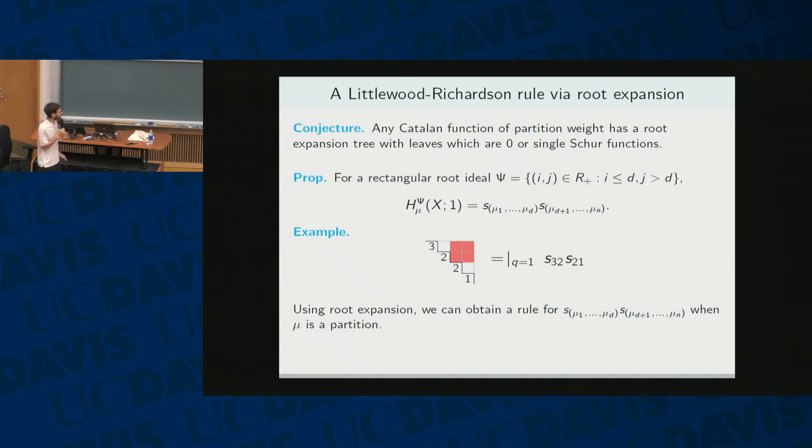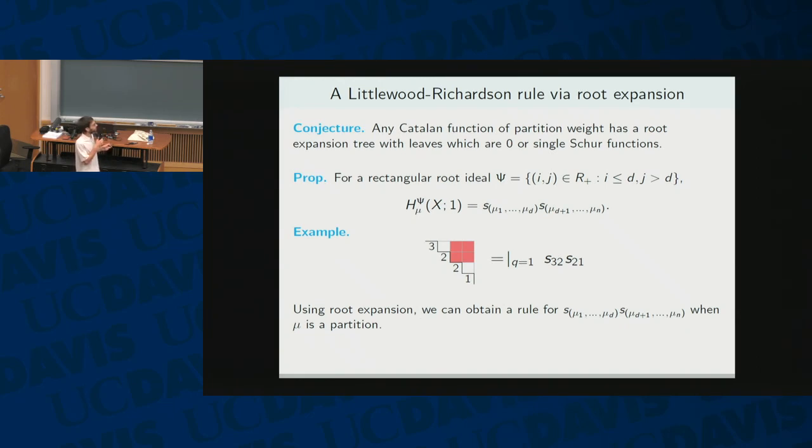Okay, so it's actually still an open conjecture whether it's possible to take any Catalan function of partition weight and find a tree like this to prove that it's Schur positive. But we know how to do this in several classes. So the first class that we found where this works is where your root ideal is a rectangular root ideal. And by rectangular, I mean it goes all the way touching the diagonal here. This is using this definition.